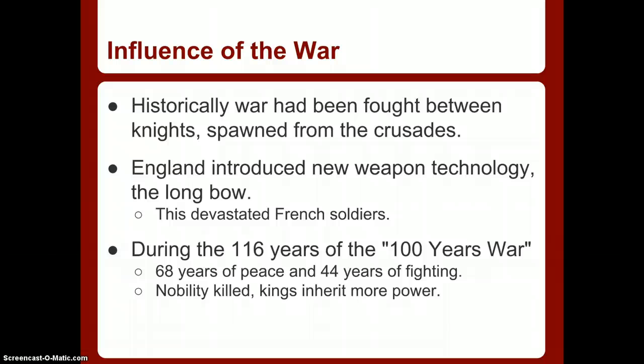During the 116 years of the Hundred Years' War, they had 68 years of peace and really only 44 years of fighting. But the war, or what we refer to as the Hundred Years' War, basically had three different segments. And across those three different segments, that's when we have this fighting. But we typically give it this term because of when it starts and when it ends.